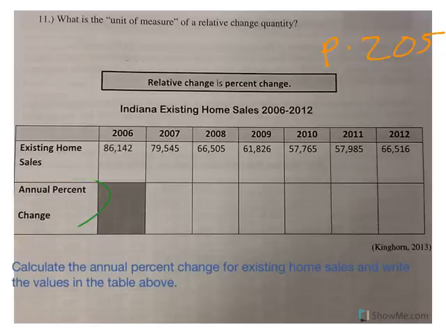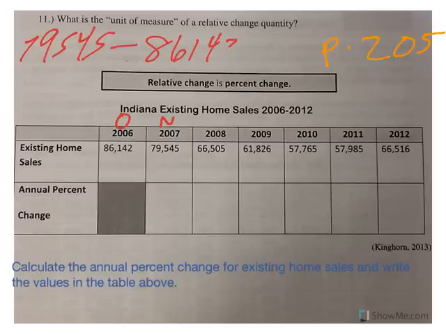So when I'm looking to go from 2006 to 2007, I want to find this value here in 2007. So 2007 would be new, and 2006 would be old. Now, you can tell from 2006 to 2007, my value went down, so my percent change should be negative. So I'm going to say, okay, new minus the old divided by the old, 86,142. And when I calculate that, I end up with negative 7.7%.